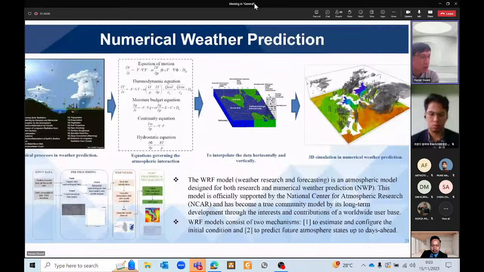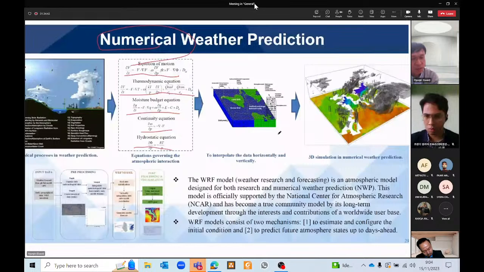We see the physical phenomena in the atmosphere, and then we set up the governing equations: vector equation of motion, and then temperature, humidity, continuity, hydrostatic equation. So these are governing equations. You can solve them numerically within the grid. So it's really time-consuming. It needs computational resources. So it takes several hours or more with super high-power computing resources.